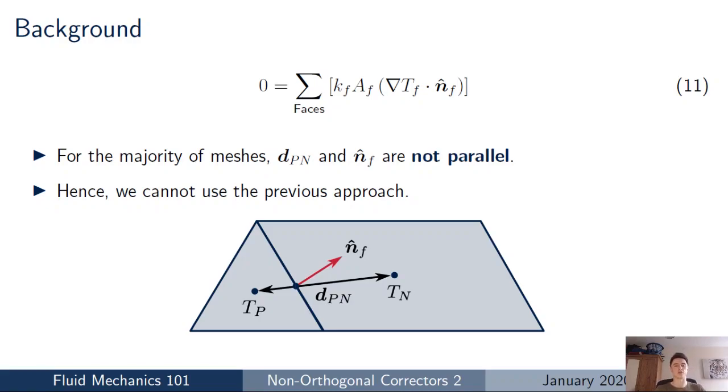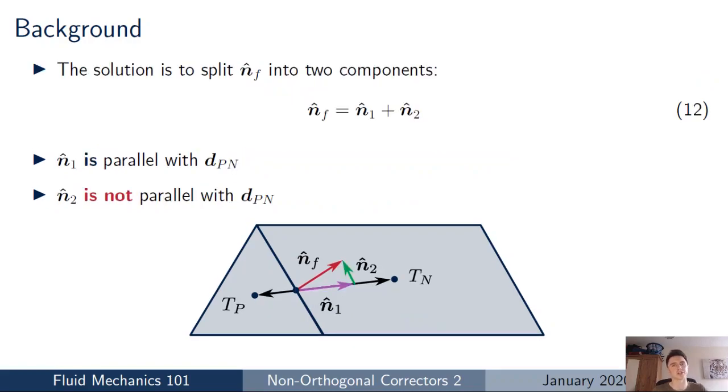So the two vectors are not aligned, and it means that the previous simplification that we used in the last slide we can't use directly to obtain a solution to the system of equations. So we have to do something a bit more clever. And unfortunately, because the majority of meshes aren't perfect squares and perfect rectangles, this actually turns out to be the normal case that we always have to deal with. We always have to account for dPn and nf not being parallel with each other.